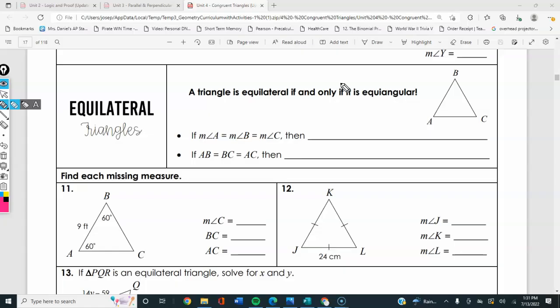Okay, let's write down our stuff. So if angle A equals B equals C, then AB equals BC equals AC. All my sides are equal. And if all my sides are equal, then all my angles are equal, or congruent. Equal measures, congruent things. And they're always going to equal 60 degrees.